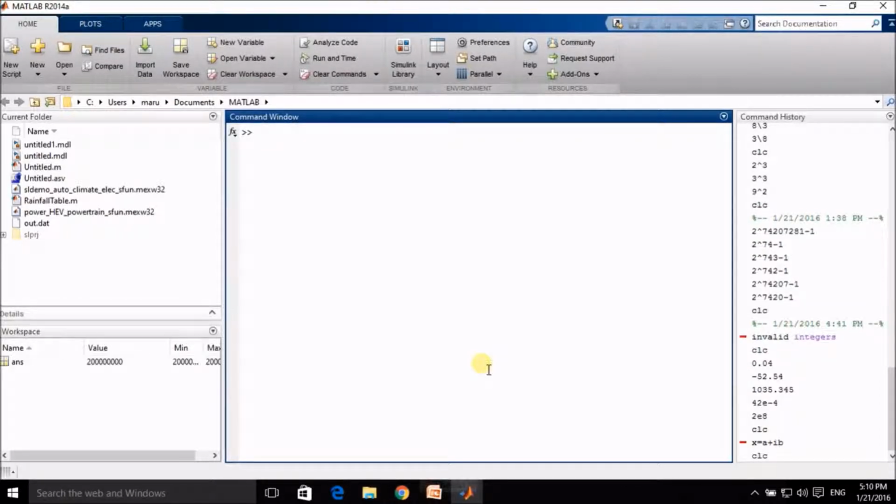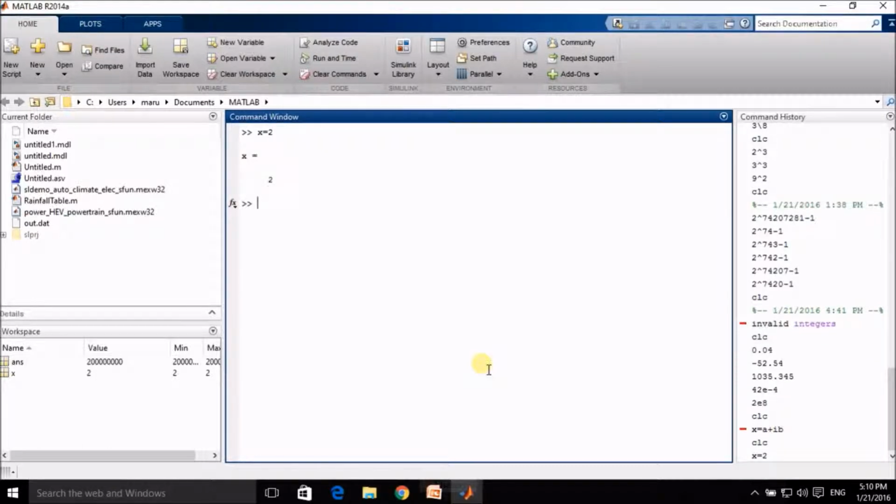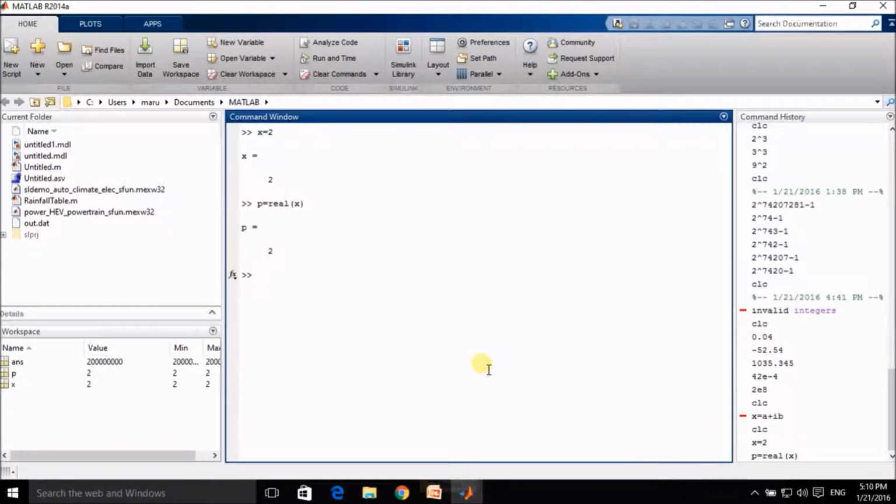Now we will see some examples based upon the numerical variables. We have some commands. Let's have a look. Here I am taking x equal to 2. Now I want to implement the real and imaginary commands. For that I assign p equal to real of x, that is nothing but 2. So 2 is assigned to p.